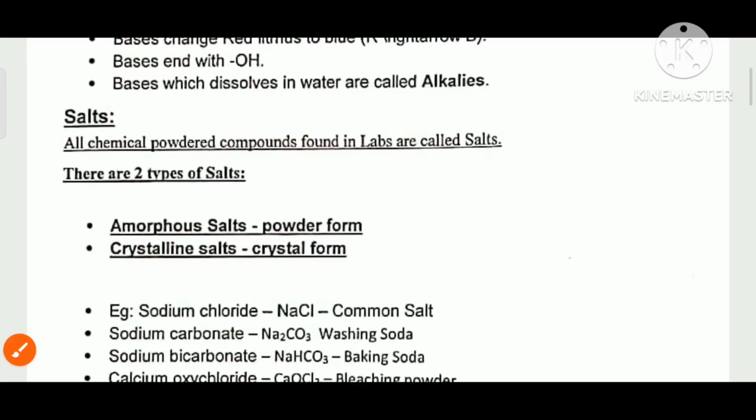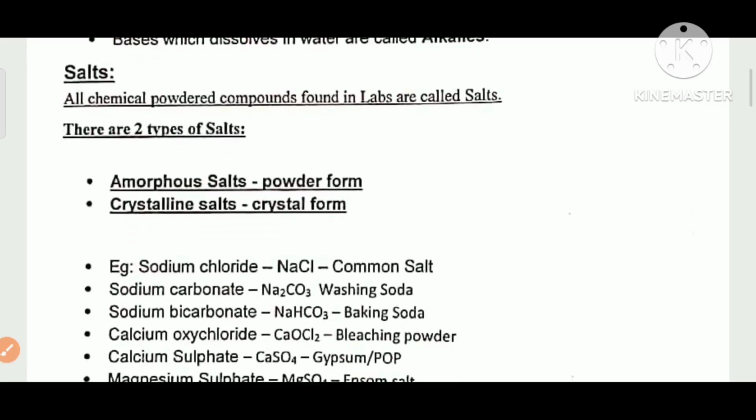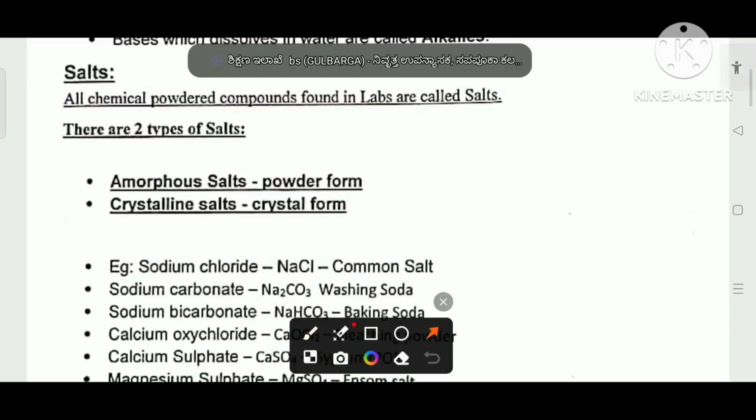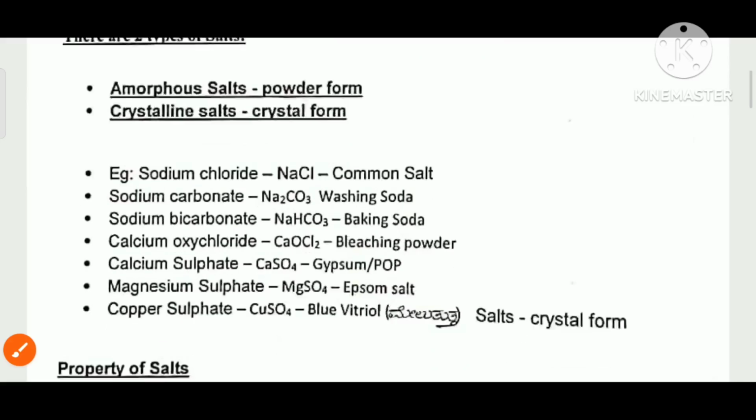All chemical powdered compounds found in labs are called salts. Later you will get one more definition here. There are two types of salts. One is amorphous salt, and one more is crystalline salt. Amorphous salt means powder form, and crystalline means crystals. Okay, now here many examples are there.